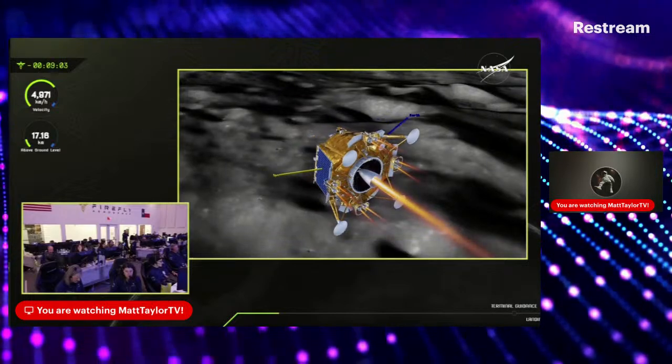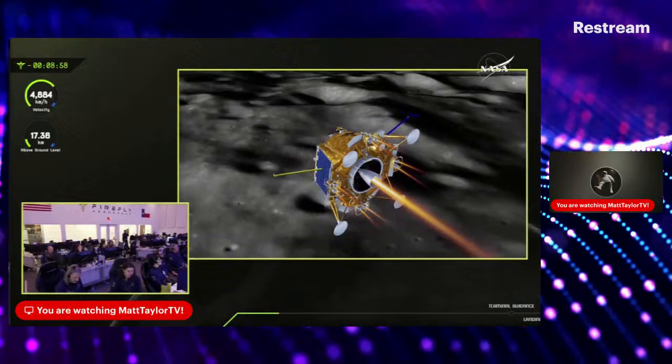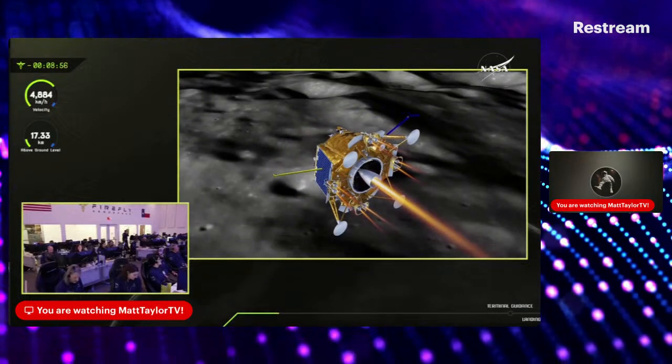All of our RCS engines are firing at a mid to high throttle here in the anti-velocity direction to slow us down. We're shedding all of that horizontal velocity like you're saying.